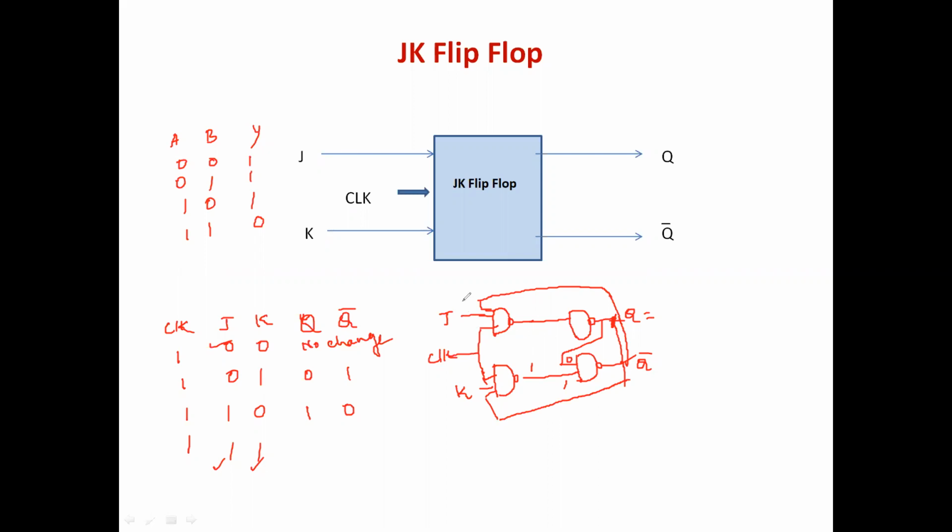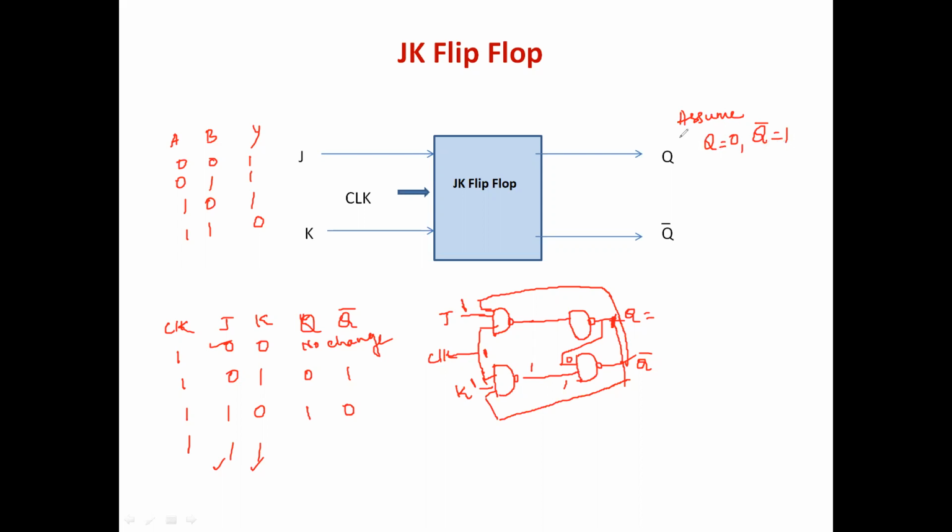Now my condition is J is equal to 1 and K is equal to 1. Clock is also 1. I cannot predict the output of both flip-flops because both the conditions are 1 and 0 is not present in any of the input terminals. So what I'll do, I will assume Q is equal to 0 and Q bar is equal to 1. You can assume either condition also. You can assume Q is equal to 1 and Q bar is equal to 0.